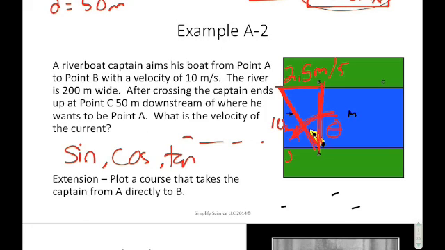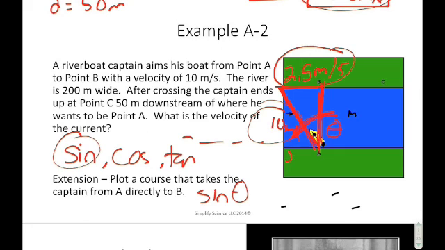Now if you look here, I have the opposite side of the angle that I'm interested in, and I have the hypotenuse. That makes it sine. So sine of the angle is equal to the opposite side, which is 2.5, divided by 10. You can then put this in your calculator. Make sure your calculator is in degree mode, and when you do that, that will tell you the angle that you need to plot your course at. Check your answer with your teacher to see if you got it correct.